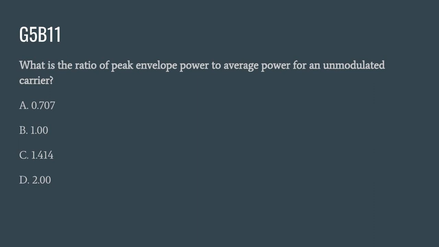G5B11. What is the ratio of peak envelope power to average power for an unmodulated carrier? A. 0.707. B. 1.00. C. 1.414. Or D. 2.00. Correct answer here is B. 1.00.